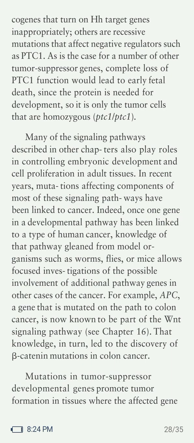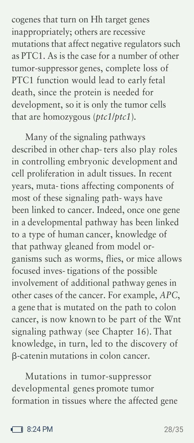Many of the signaling pathways described in other chapters also play roles in controlling embryonic development and cell proliferation in adult tissues. In recent years, mutations affecting components of most of the signaling pathways have been linked to cancer. Indeed, once one gene in a developmental pathway has been linked to a type of human cancer, knowledge of that pathway gleaned from model organisms such as worms, flies, or mice allows focused investigations of the possible involvement of additional pathway genes in other cases of cancer.